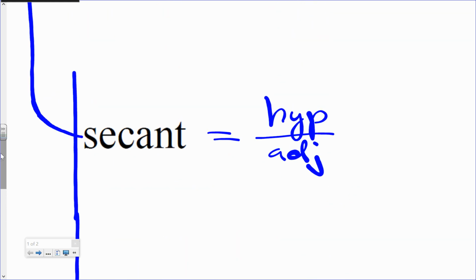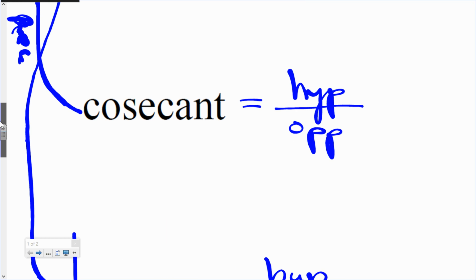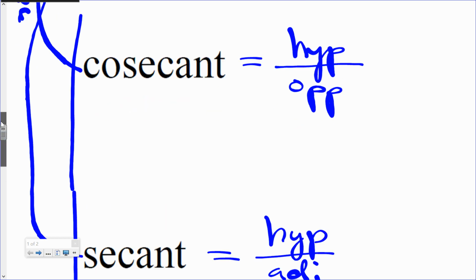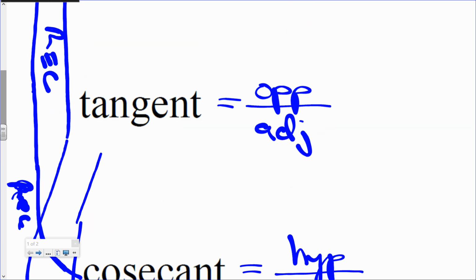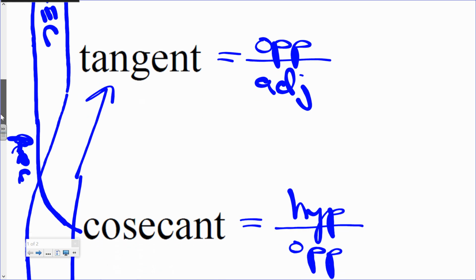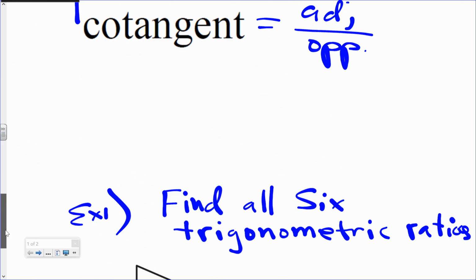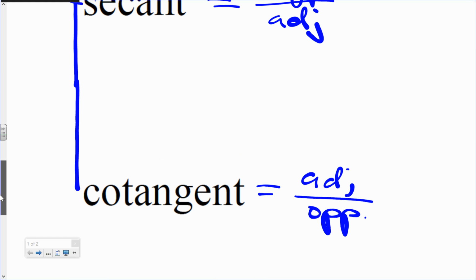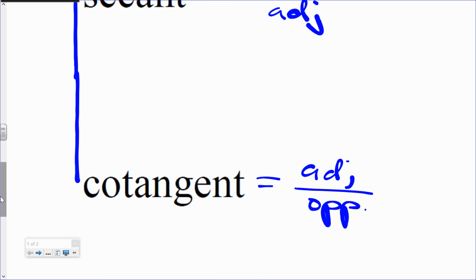Cotangent, I'm going to flip the tangent now. It's going to be adjacent over... what am I saying now? Adjacent over opposite. And that one's being flipped with the tangent.